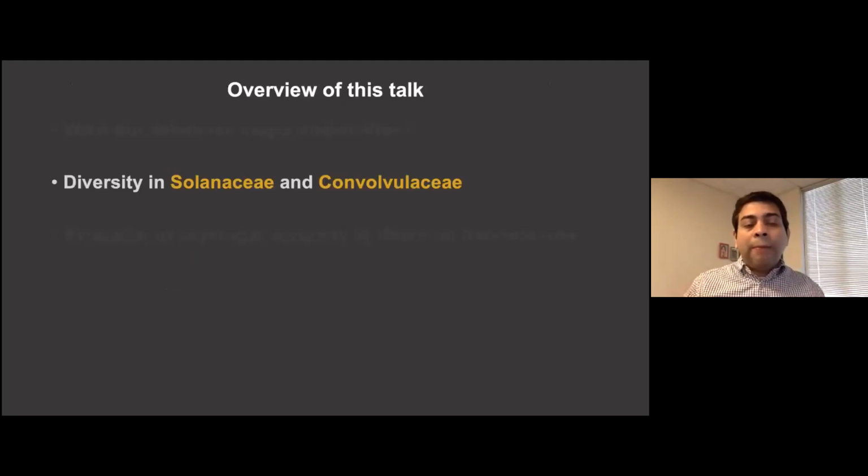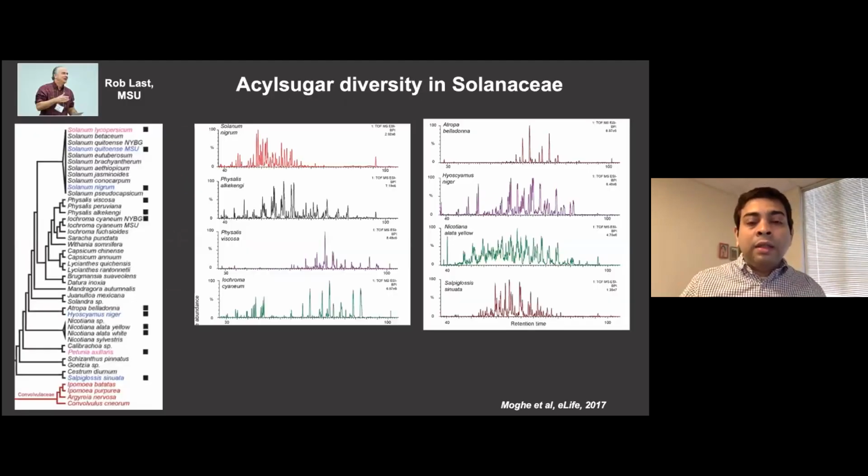Now, I was interested in looking at the diversity of these compounds. So initially this project, which was published in eLife in 2017, was started when I was a postdoc in Rob Last's lab at Michigan State. This project started off with us going to the New York Botanical Gardens and sampling about 40 different species from the Solanaceae family. And essentially we did LCMS.